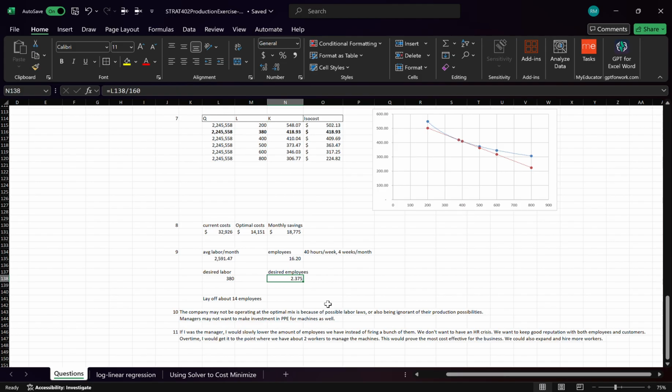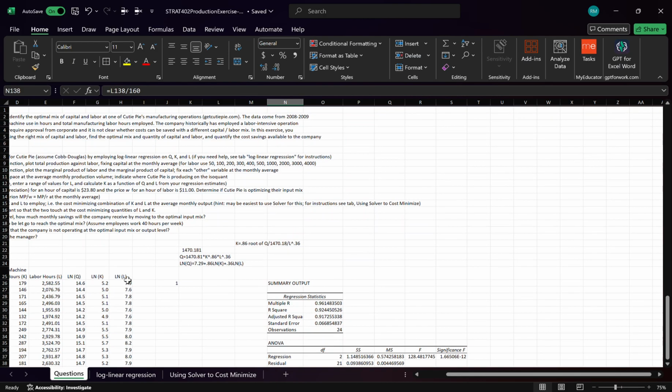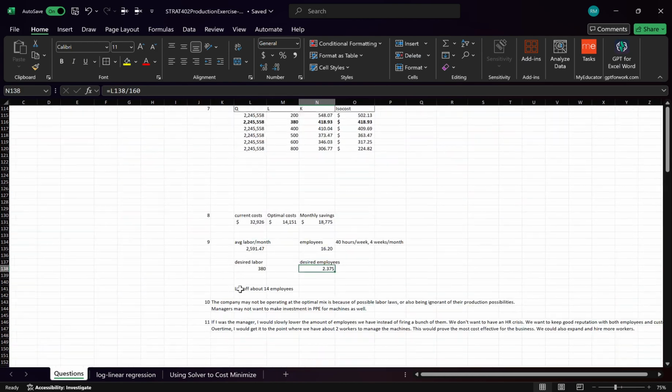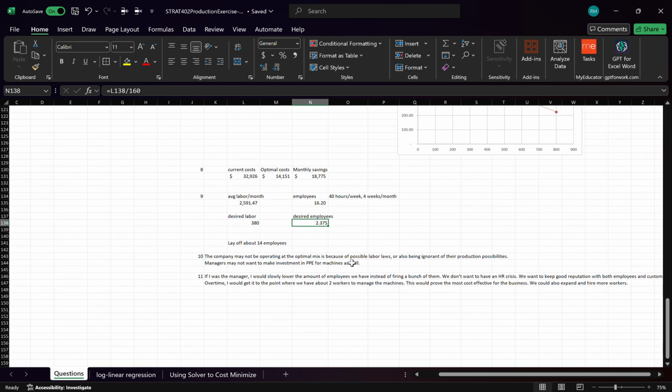Number 10 is, what are possible reasons the company is not operating optimally? I just said maybe it's because of labor laws, also just being completely ignorant of the possibility of this happening. And it's also possible that they didn't want to make an investment in PPE for machines. And then number 11 is, what would you do if you're the manager?